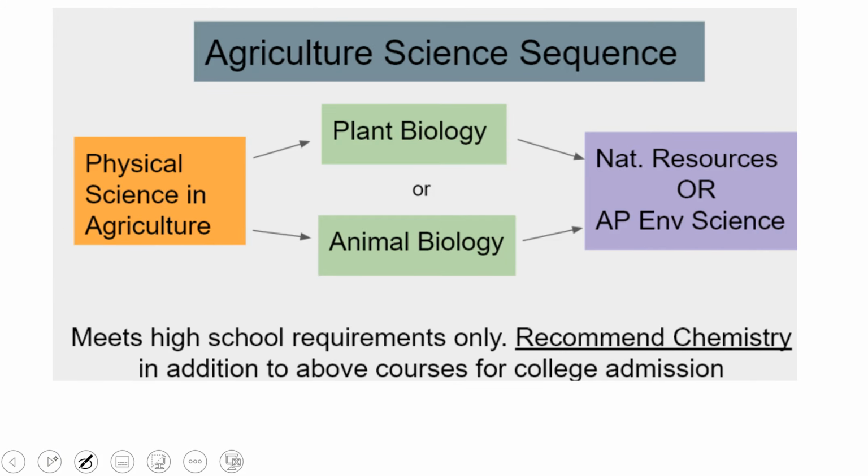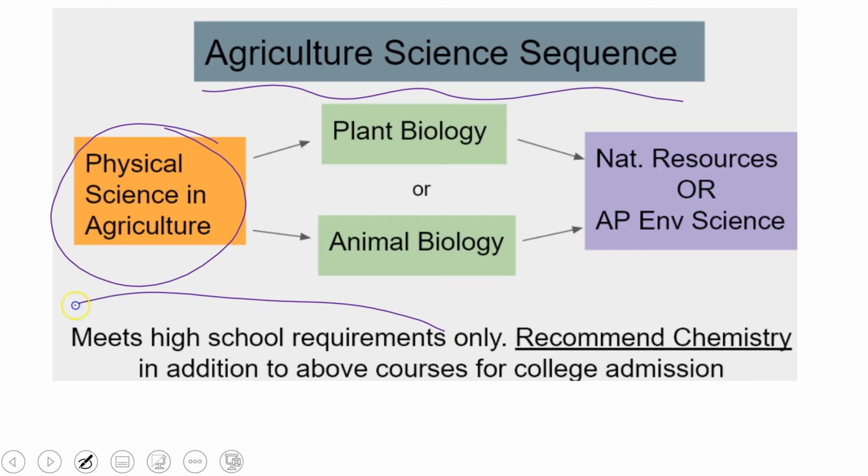Now, you might also choose physical science in agriculture, which is part of our agriculture science sequence. The agriculture science sequence meets high school graduation requirements, of course. The only slight caveat is if you stay in the agriculture science sequence all the way through, we do recommend that you take an additional science course of chemistry so that you can also get your algebra-based science. But that would really only be required of you if you decide that you want to go straight to a 4-year institution outside of high school.